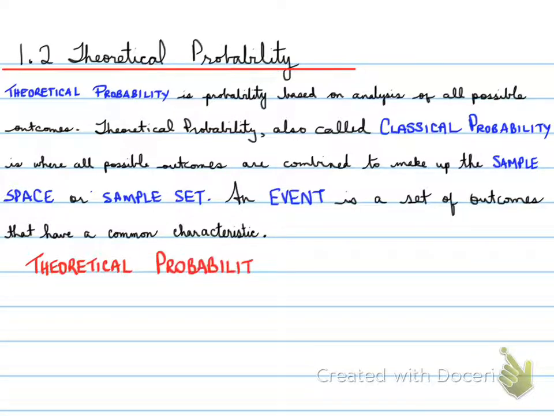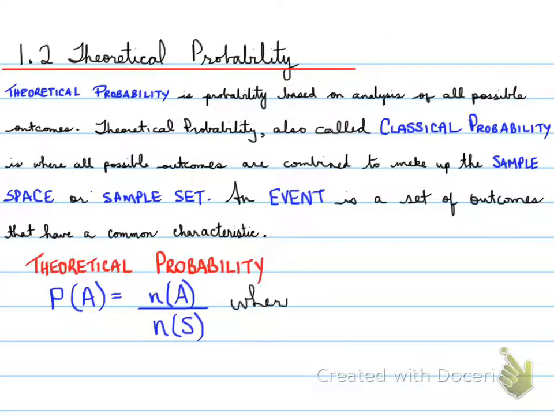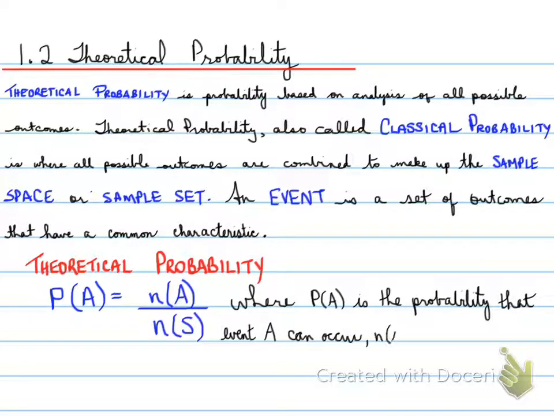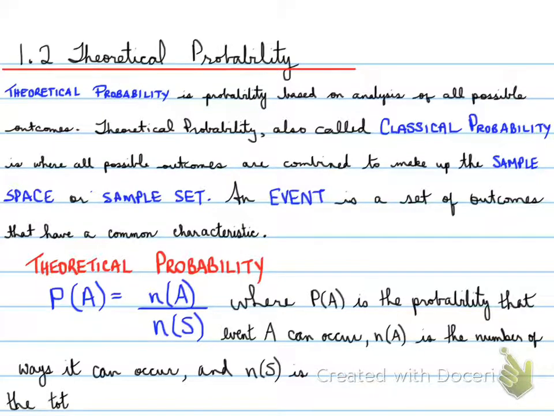So to calculate theoretical probability, the probability of event A happening is the number of possible event A's over the total number of the entire possibilities in terms of outcomes. So, P of A is the probability that event A can occur, N of A is the number of ways it can occur, and N of S is the total number of possible outcomes in the sample space.